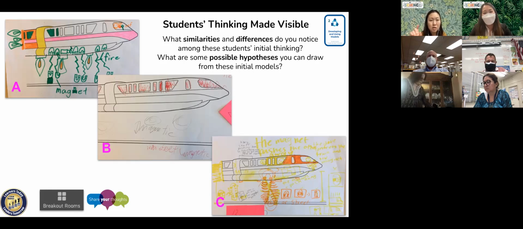So when you go to your breakout rooms, we'll be sharing this screen for you to look at. We know the images might be a little difficult to see, so you can use your controls at the top to zoom in if you'd like. Think about what similarities and differences you notice among these initial models, and what possible hypotheses you can draw from these students' initial models. We'll meet for about 3 to 4 minutes. Okay, opening all the rooms now.